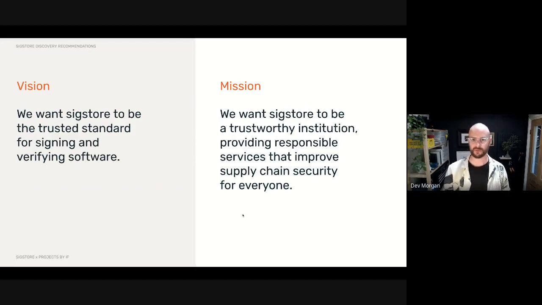And the way we get there is through Sigstore being a trustworthy institution providing responsible services that improve supply chain security for everyone. So this sentiment here on this screen is reflecting back from people what they wanted, what they asked for, what they need from something like this. You know, I need to be able to trust the institution. I need this to be easily accessible for everyone, and so on and so forth. So building that back into a mission, this is where we are.